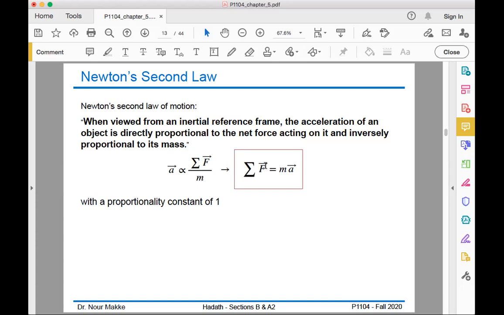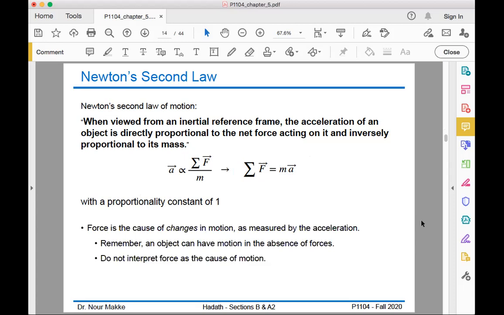So we can write down that the sum of the forces is proportional to m times a, but Newton's second law is given by this expression here, sum of F equals ma, where the proportionality constant in this equation equals 1. So Newton's second law that you should apply and should know is the sum of external forces equals mass times acceleration. And you can see from here that the force is the cause of changes in motion as measured by the acceleration.